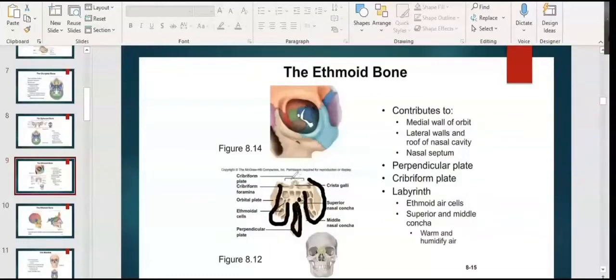The top of this bone is going to be a pointy area right here called the crista galli. On each side of the crista galli, you're going to have a plate like this. I'm putting that in red. This plate right here is going to have holes. So therefore, it's going to be called the cribriform plate.